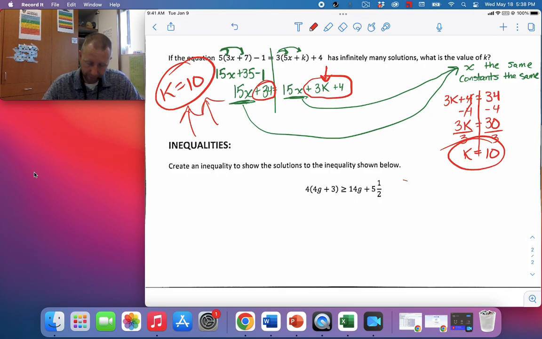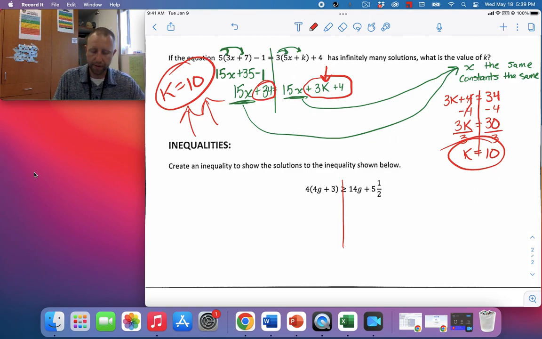So here, we've got 4 times (4g + 3), right? So I'm going to distribute. On the right-hand side, I have 14g plus 5.5. Let's solve it. Remember, the one thing special with inequalities is that when you divide both sides by a negative or multiply both sides by a negative, you flip the inequality symbol. But we solve them the same way that we solve equations.